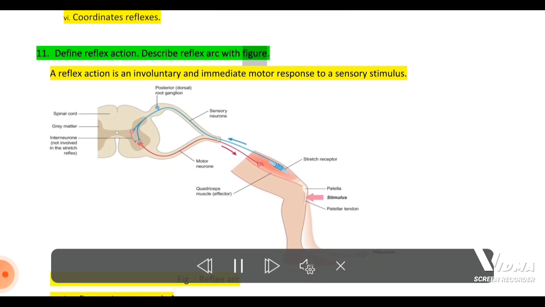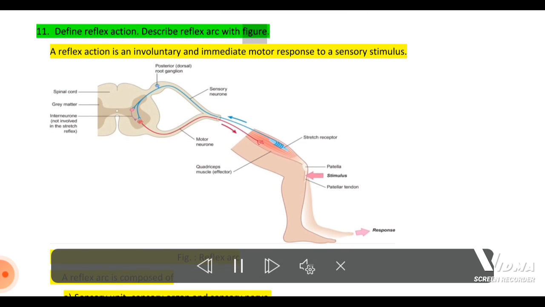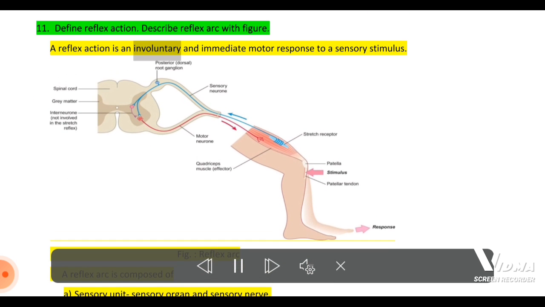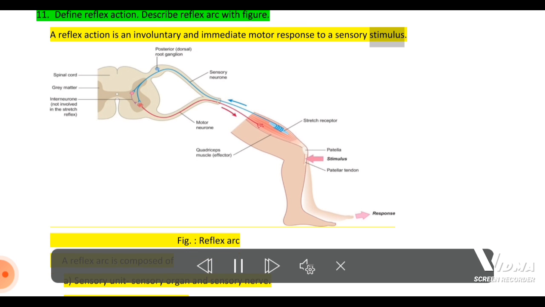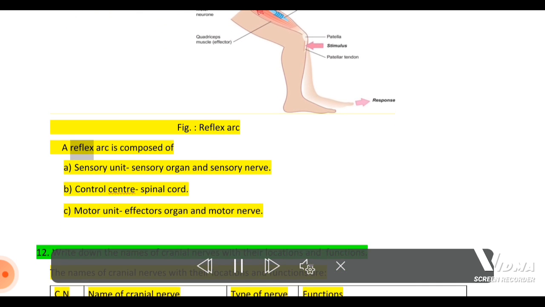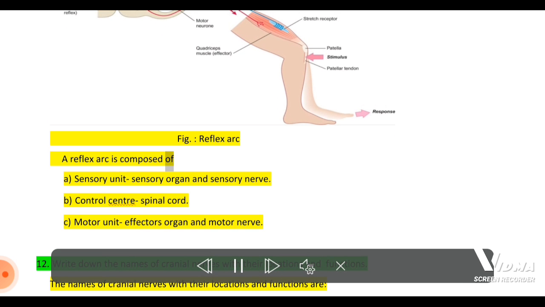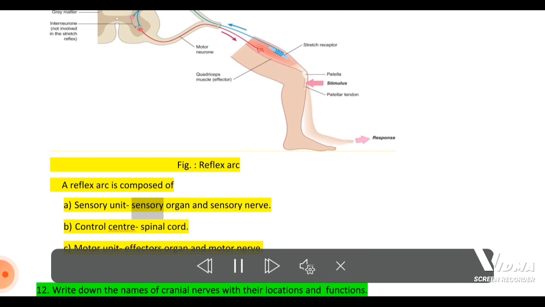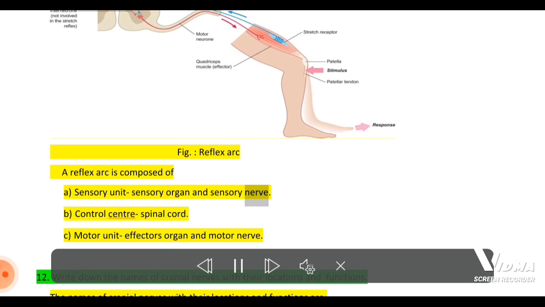Define reflex action. Describe reflex arc with figure. A reflex action is an involuntary and immediate motor response to a sensory stimulus. Fig. Reflex arc. A reflex arc is composed of sensory unit, sensory organ and sensory nerve. Control center, spinal cord. Motor unit, effectors organ and motor nerve.